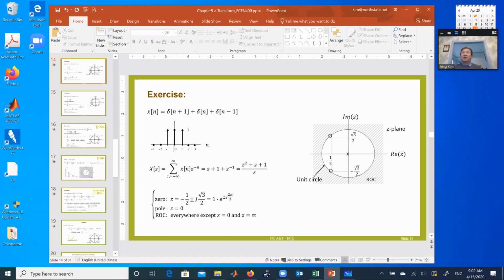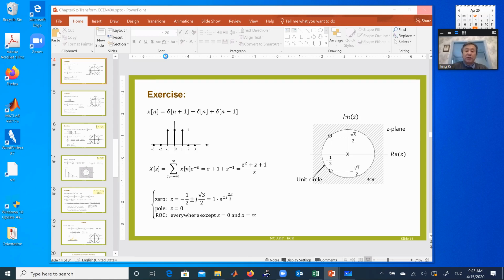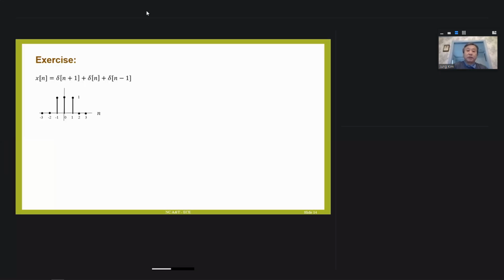Okay. All right. So we're going to continue chapter 5, Z transform. We are in the middle of the Z transform. Let's go to the slideshow. If you don't see my writing, then please let me know. I think it's because the network is very slow.